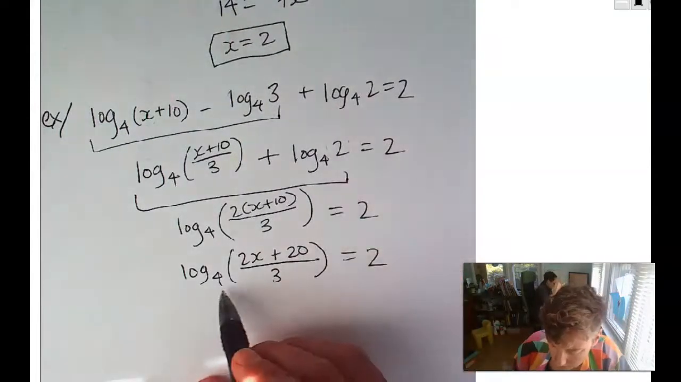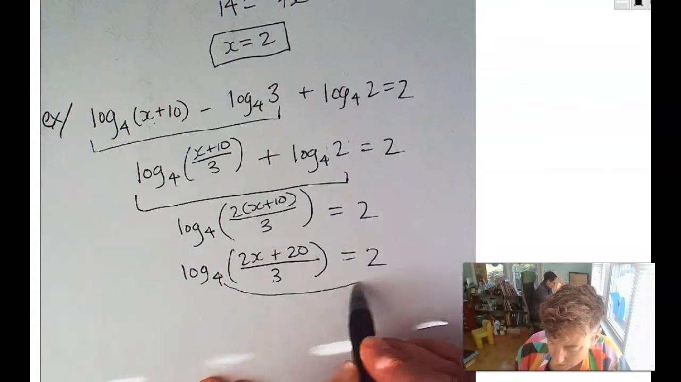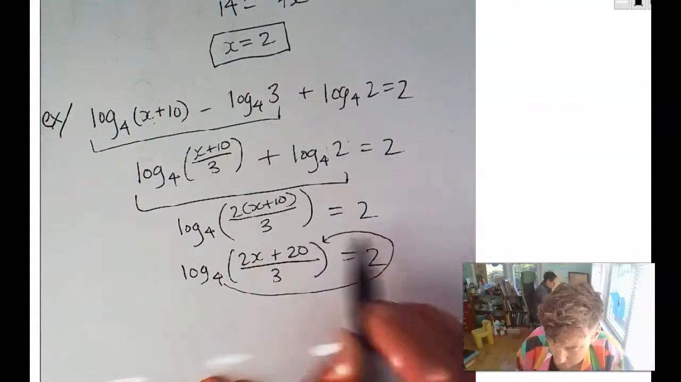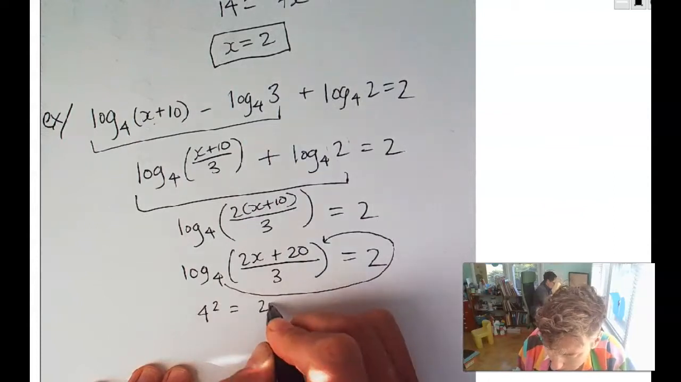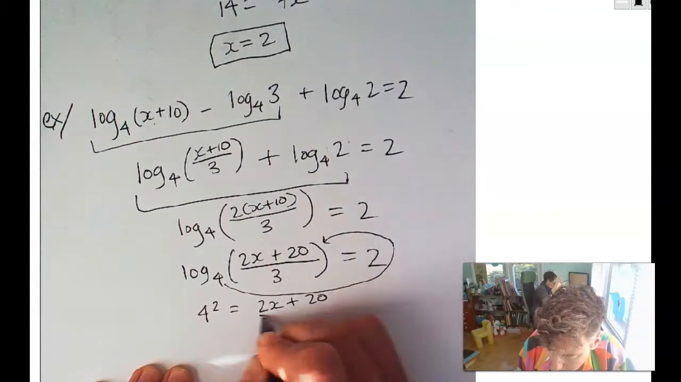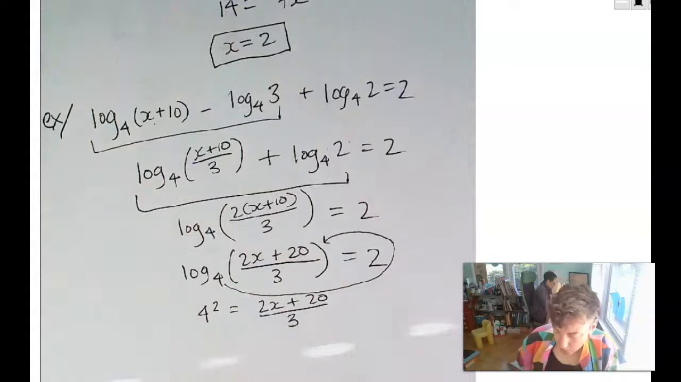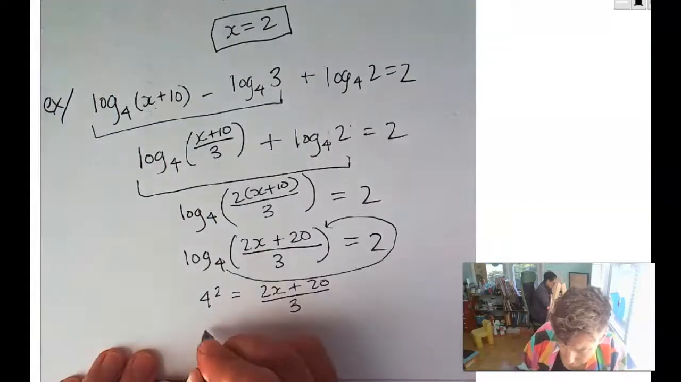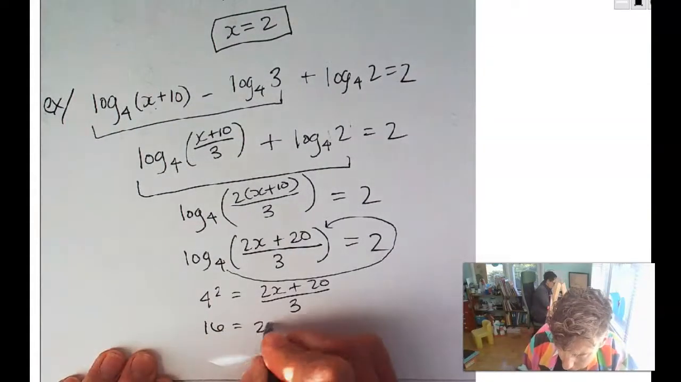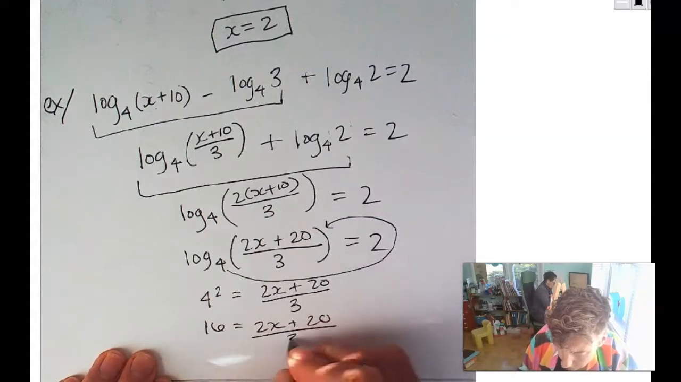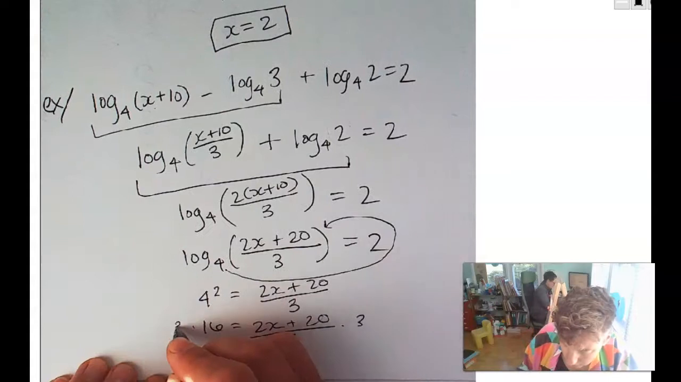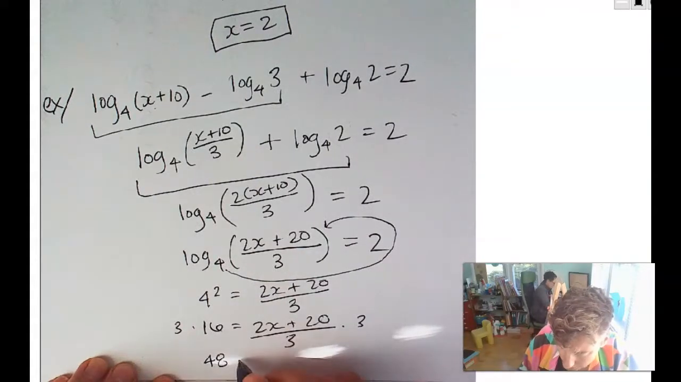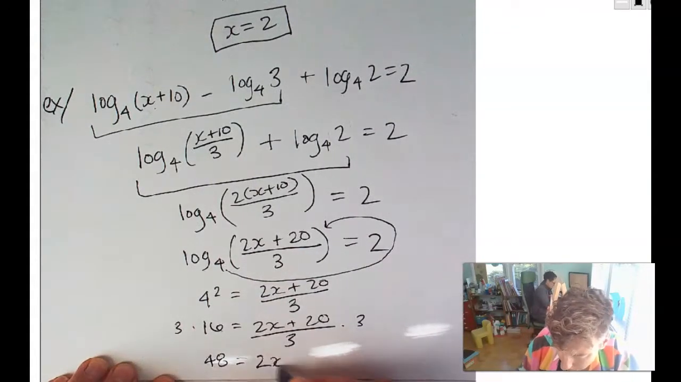So we're going to say 4 to the second power equals this mess. 4 to the second power, of course, is 16. So 16 equals 2x plus 20 over 3. Let's multiply by 3 on both sides. Oh god, I'm going to run out of space. We get 48 is 2x plus 20.